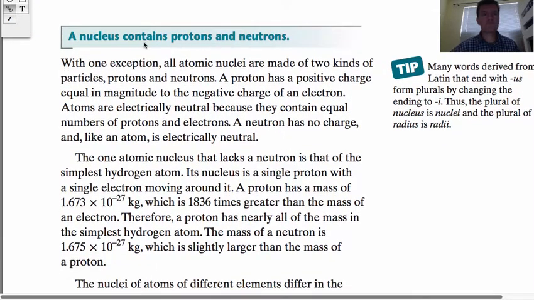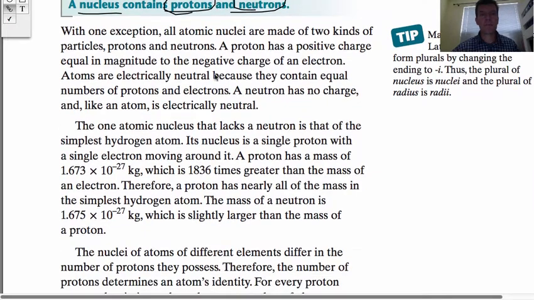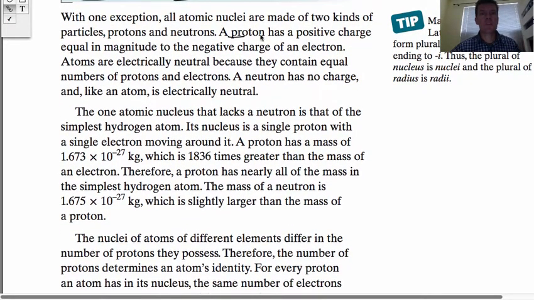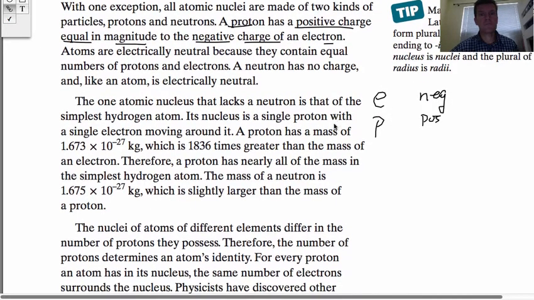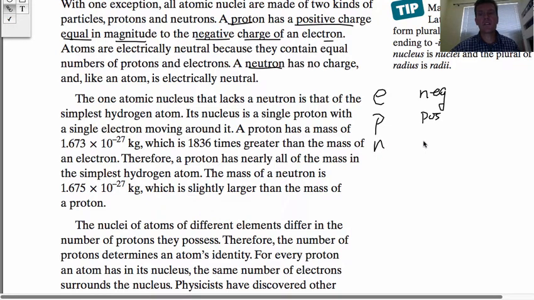Okay? As mentioned already, the nucleus contains your protons and neutrons. A proton has a positive charge, and it is equal in magnitude to the negative charge of an electron. So the electron has a negative charge, the proton has a positive charge, and they cancel each other out. One electron and one proton will cancel each other out. Okay? A neutron has no charge whatsoever, and is basically electrically neutral.